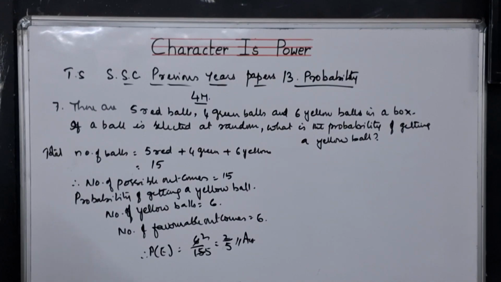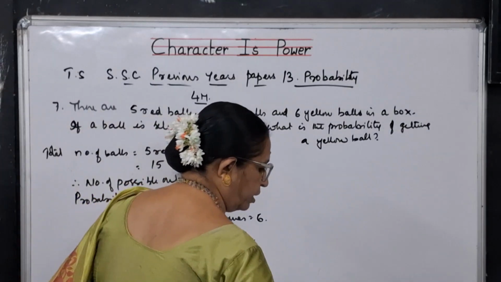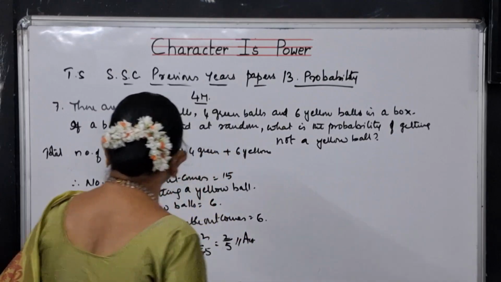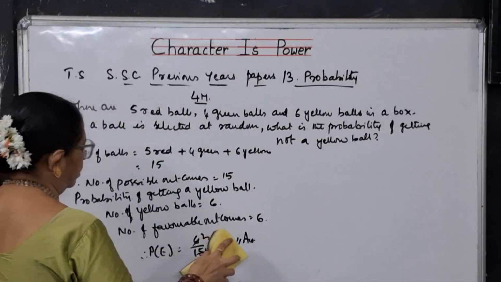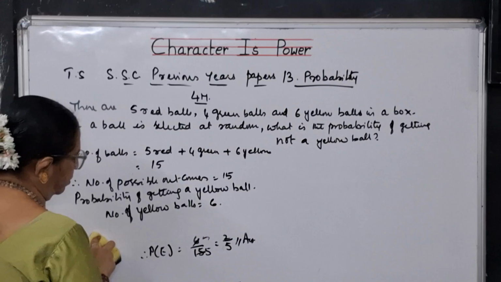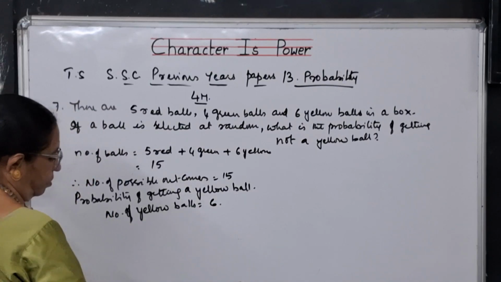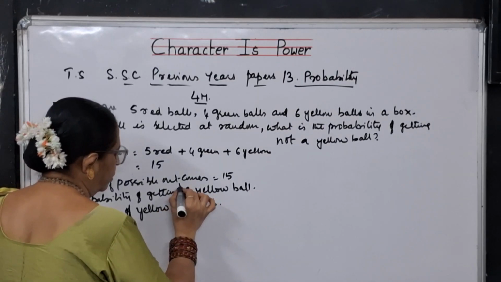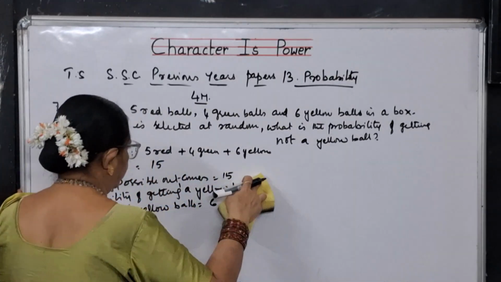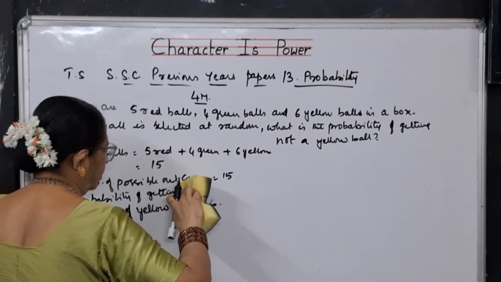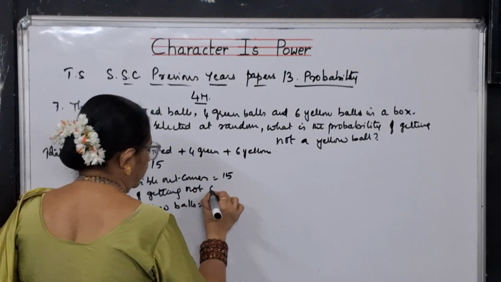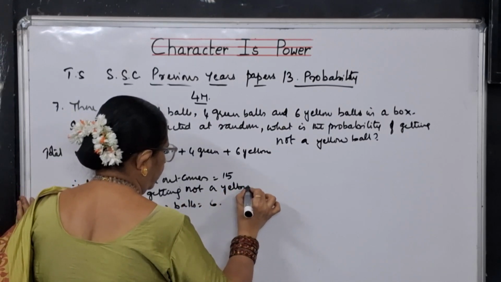Now the same question, you have got another question: probability of getting not a yellow ball. Not a yellow ball means the number of balls that are yellow, yellow balls are 6. Now, you need to find out the probability of getting not a yellow ball.